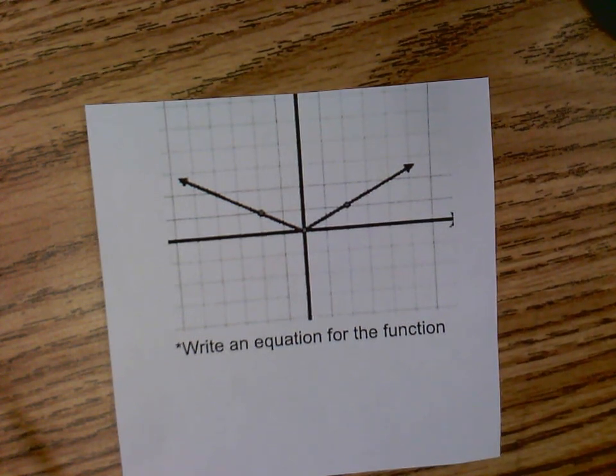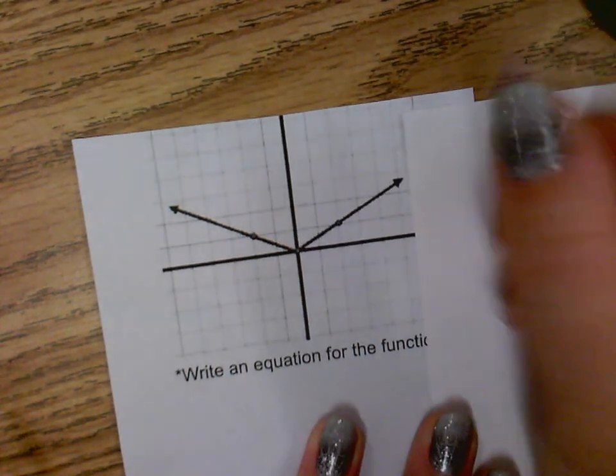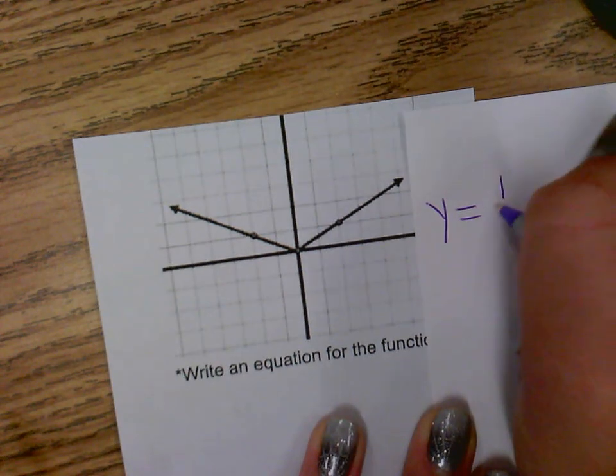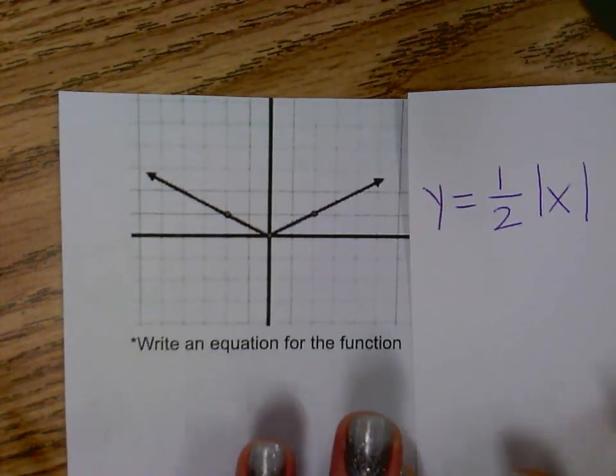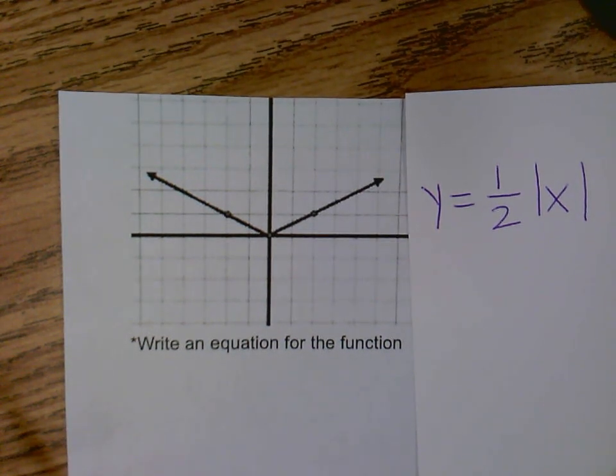Okay, this time what is the slope of that line? What's the slope? So y equals 1/2 absolute value of x. So you can write that one and then find the flip upside down problem. There's an absolute value that's been flipped upside down.